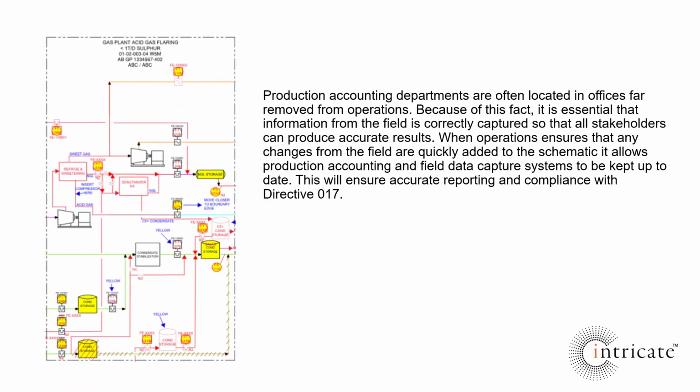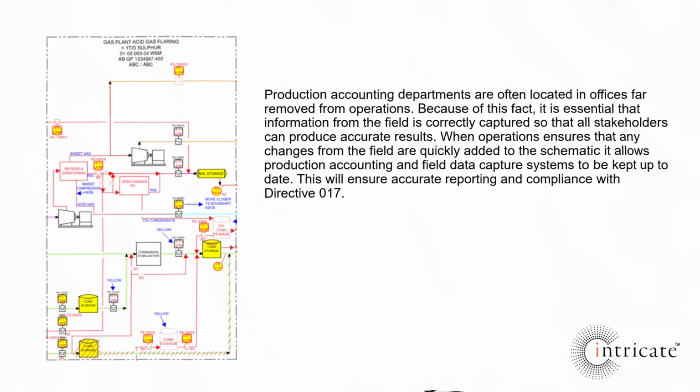Production accounting departments are often located in offices far removed from operations. Because of this fact, it is essential that information from the field is correctly captured so that all stakeholders can produce accurate results. When operations ensures that any changes from the field are quickly added to the schematic, it allows production accounting and field data capture systems to be kept up to date. This will ensure accurate reporting and compliance with Directive 17.